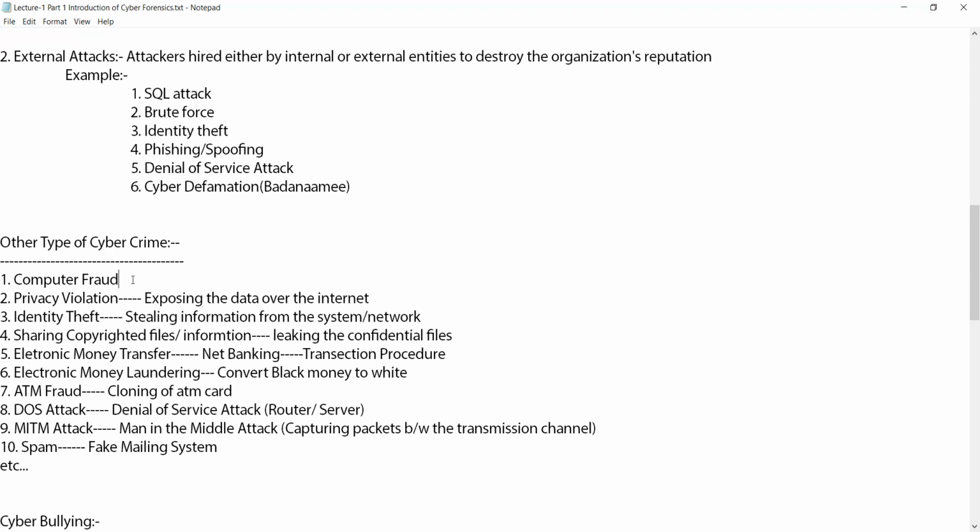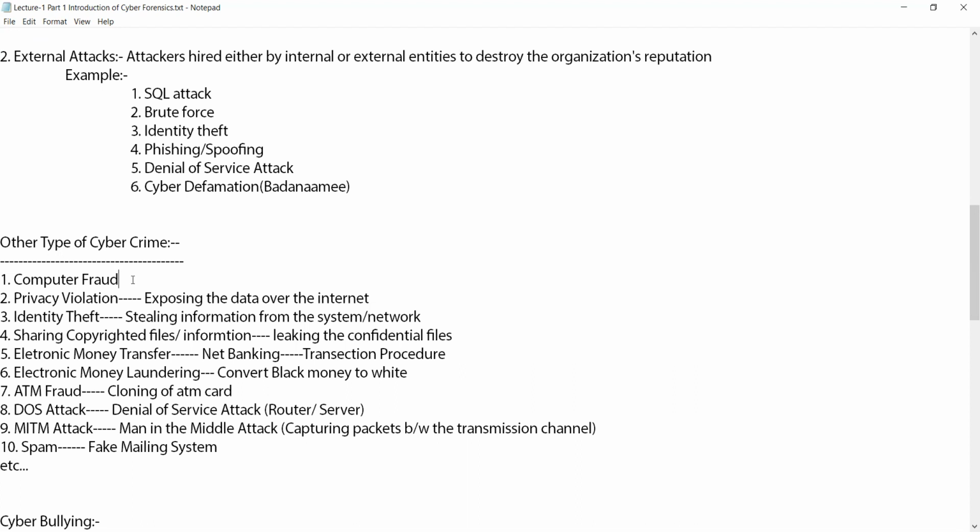Sometimes cyber criminals use another person's identity to enter a particular organization and perform an internal entities attack. And sometimes identity theft is stealing information from the system as well as the network of that organization. So these are the two types of identity theft attack used by cyber criminals to destroy the company's reputation, as well as to access that company's data and sell it at a higher price. So the next type of cyber crime attack is sharing copyrighted files or leaking information.